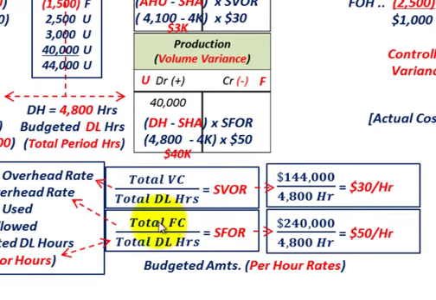Now, for the standard fixed overhead, simply take the total fixed overhead cost for the period, again dividing it by the total direct labor hours, and that's going to give us our standard fixed overhead rate. Total fixed costs is $240,000 for the period, divided again by those total direct labor hours, 4,800 hours. That's going to give us a $50 per hour standard fixed overhead rate. So for every direct labor hour, $50 is going to be charged for fixed overhead.